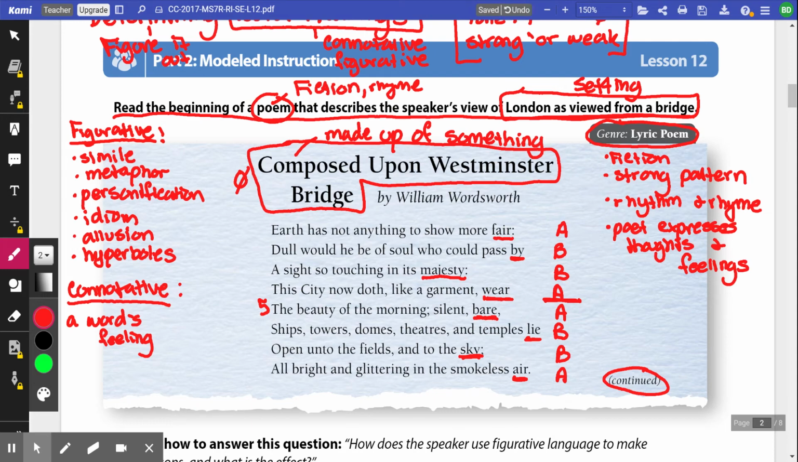All right, so now that we figured out our rhyme scheme and we've numbered our lines, we are ready to read. I'm going to read this to you. As I'm reading, I want you to look for the tone. Think about tone while I'm reading and see if you think that this tone is positive, negative, or neutral. See what you can think of as I'm reading it to you.